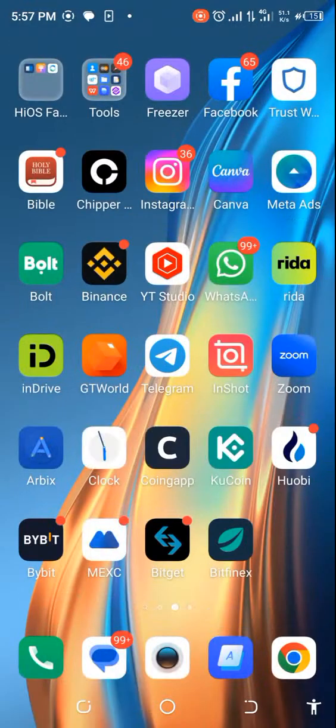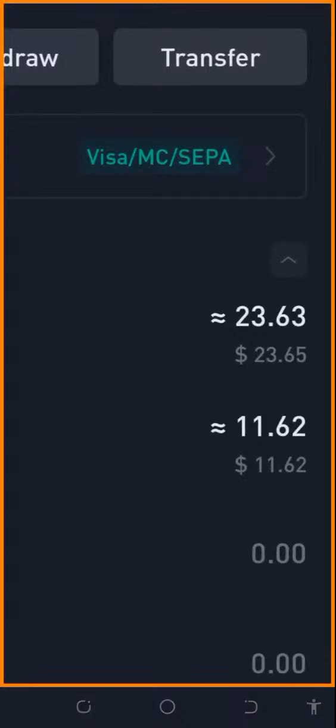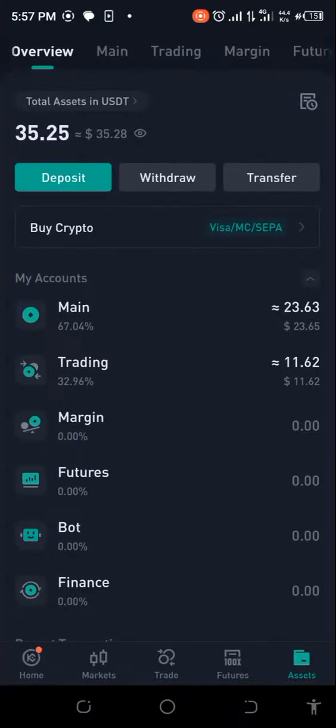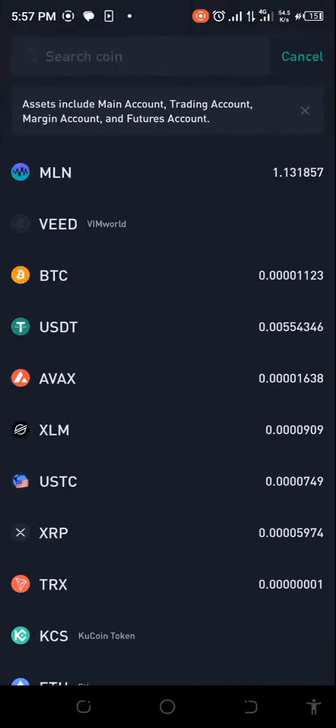So let's go back to KuCoin and see what we have here. What we have returned is 23.65 or 23.63 approximately. Let's just say 23.6. So like about 30 cents or 25 cents. Okay. So now what we need to do is transfer this. We're going to have to transfer this, right?